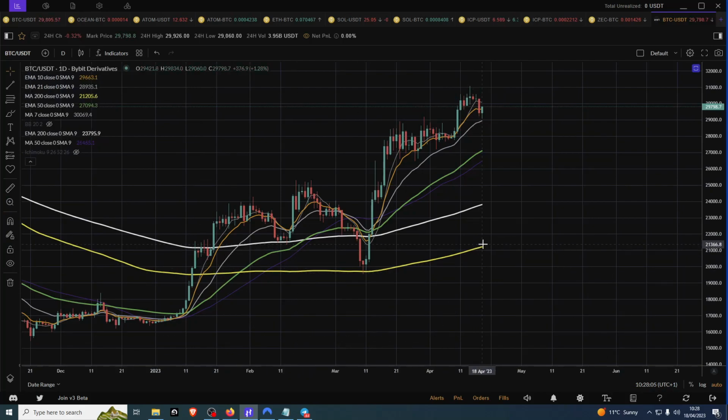So I have the 200 simple moving average. I have the 200 exponential moving average. I have the 50 simple moving average, which is just MA, so simple moving average. The 50 exponential moving average. The 21 exponential moving average. The 10 exponential moving average. And then finally, the 7 simple moving average. So the reason I've got a combination of simple moving averages and exponential moving averages is because they both work.